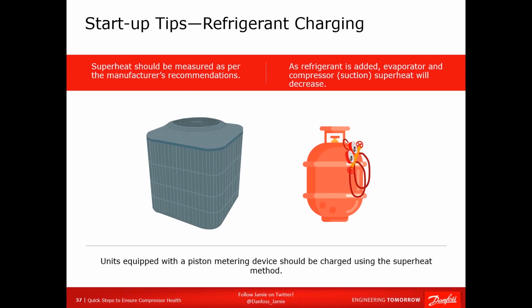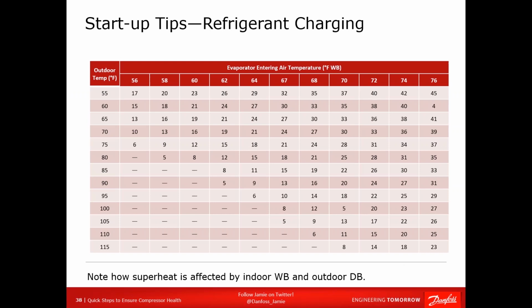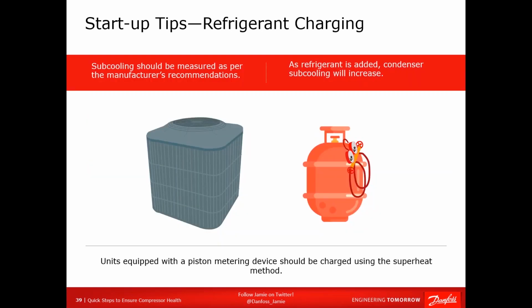So on the older systems with pistons, you charge to superheat. So you should be very familiar with this chart. On the left, you've got indoor temperatures. On the right, you have your wet bulb. Charge according to the outdoor dry bulb and indoor wet bulb. Mark the superheat and charge until you have that equivalent superheat.